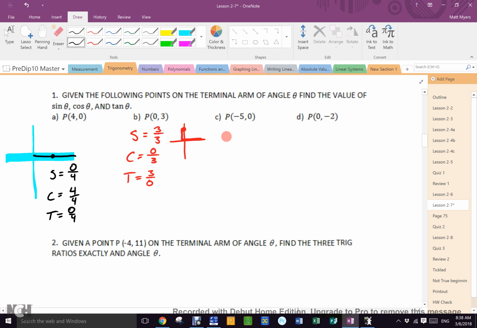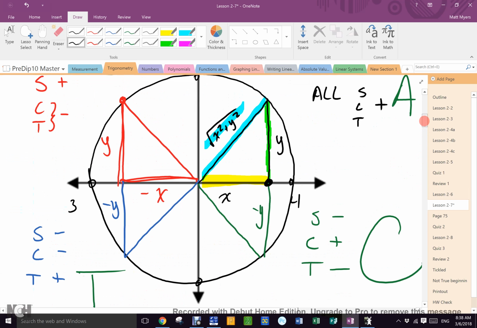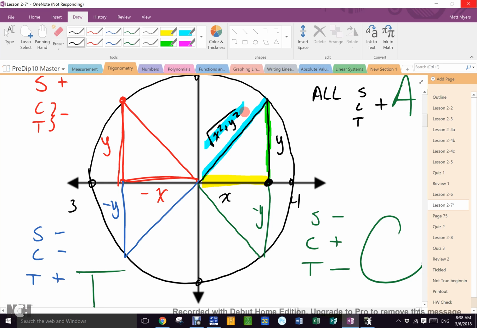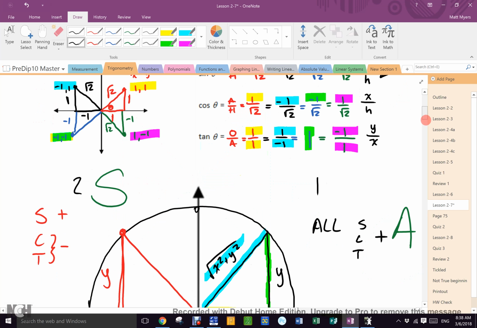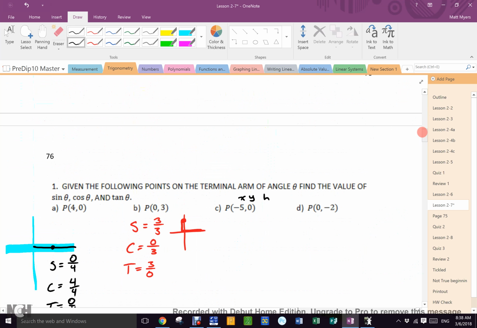Some issues here. I have an x, I have a y, I'm missing a hypotenuse. You just 2 seconds ago told me how to find the hypotenuse. How do we find the hypotenuse? X squared plus y squared, and then you square root it. So, what is the hypotenuse in letter C on the next page? 5.